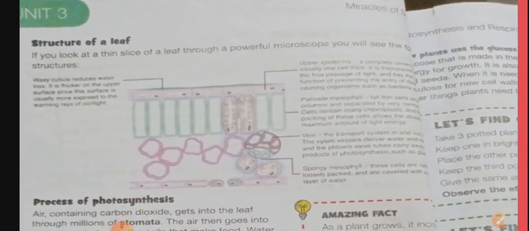Leaves are very important for the plants because the process of photosynthesis happens in plants.